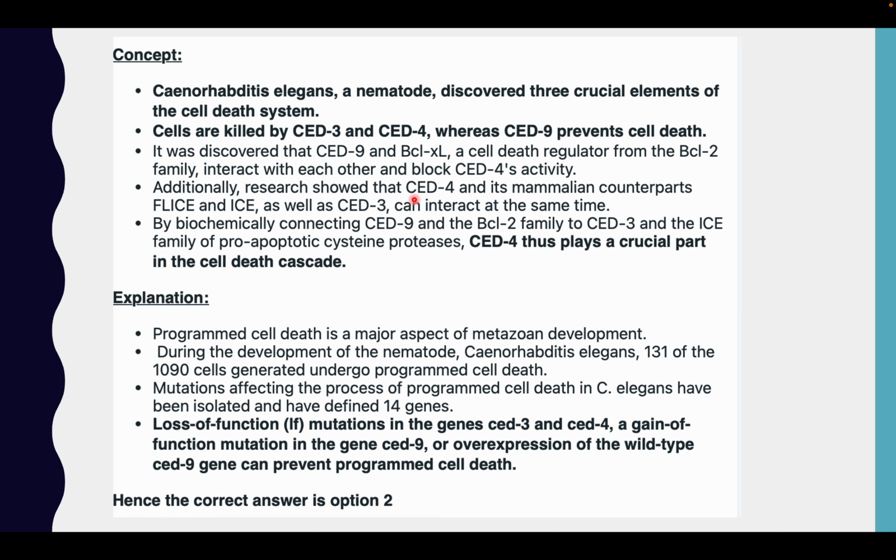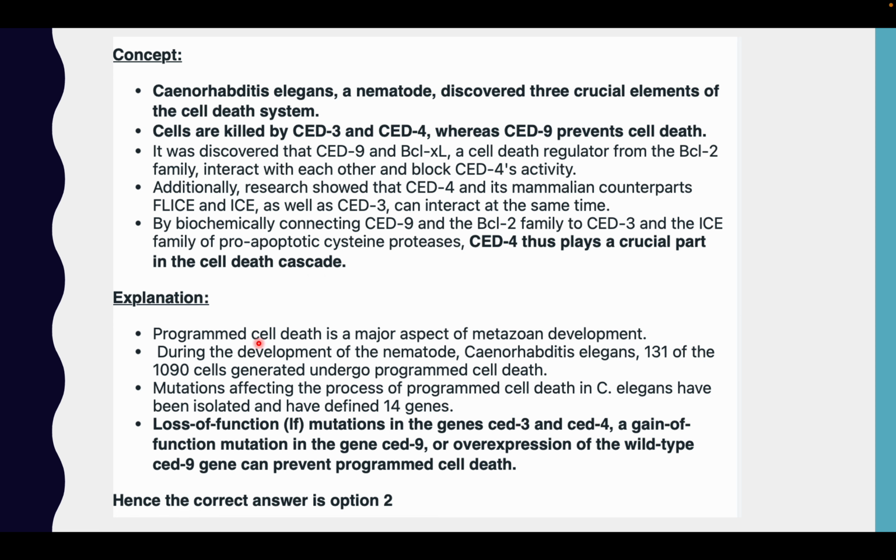Additionally, research showed that CED4 and its mammalian counterparts, as well as CED3, can interact at the same time. So, by biochemically connecting CED9 and the BCL2 family to CED3 and the ICE family of pro-apoptotic cysteine proteases, CED4 thus plays a crucial role in the cell death cascade.